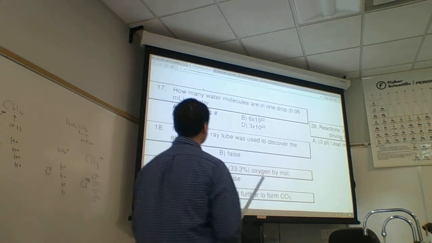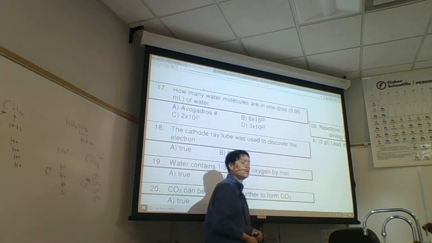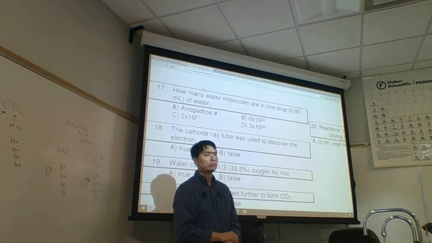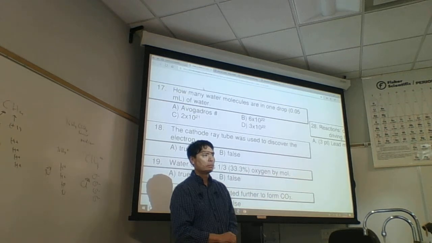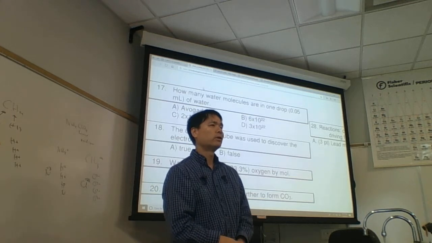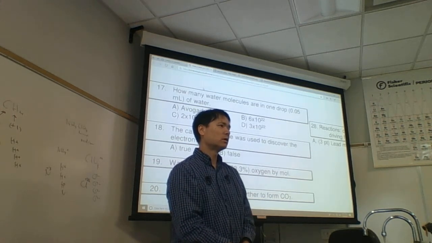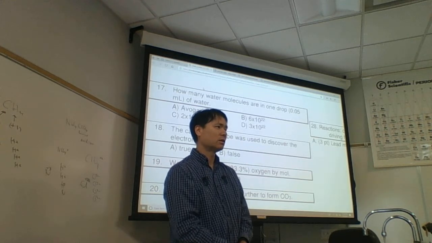So if we have 0.05 milliliters of water, how many grams is that? 0.05 milliliters is how many grams? Do you know the density of water? 0.05 grams. It would be 0.05 grams. So if we have 0.05 grams of water, how many moles of water is that?